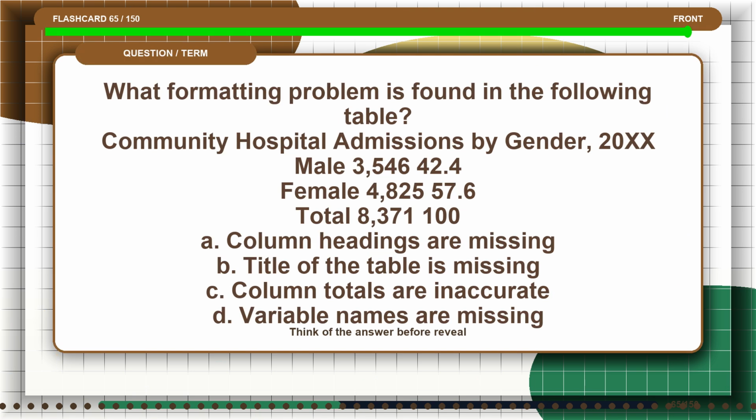Flashcard 65. What formatting problem is found in the following table? Community hospital admissions by gender. XX, male 3, 46, 42.4; female 48, 25, 7.6; total 8, 3, 71. A. Column headings are missing. B. Title of the table is missing. C. Column totals are inaccurate. D. Variable names are missing. Think of the answer before the reveal.